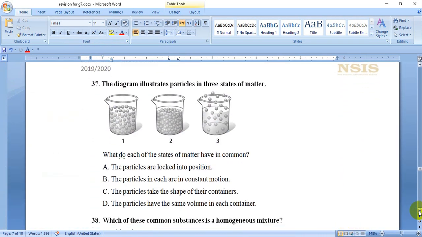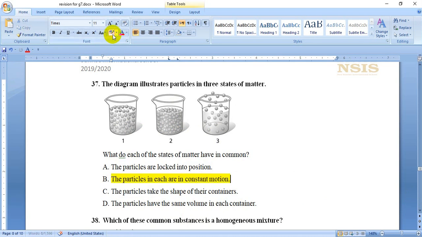Question 37, we have here 3 beakers, and in the 3 beakers we have different states of matter. We have liquid, solid, and gas. What do each of the states of matter have in common? The particles are locked into position, they don't move, or the particles in each are in constant motion, they are always in motion, or the particles take the shape of their containers, or the particles have the same volume in each container. The most reasonable answer here is that particles in each are in constant motion.